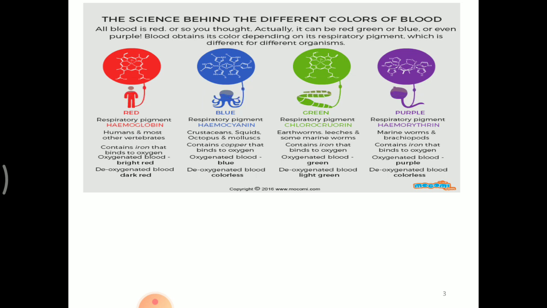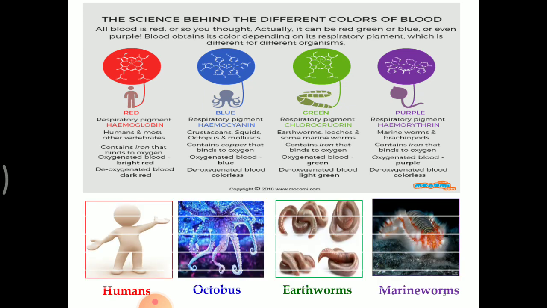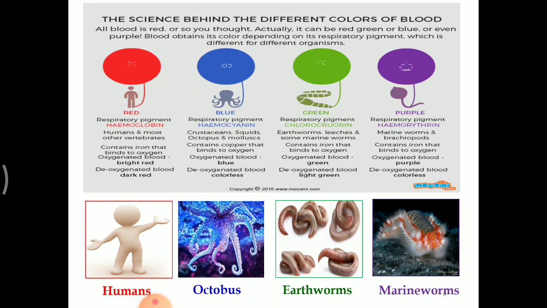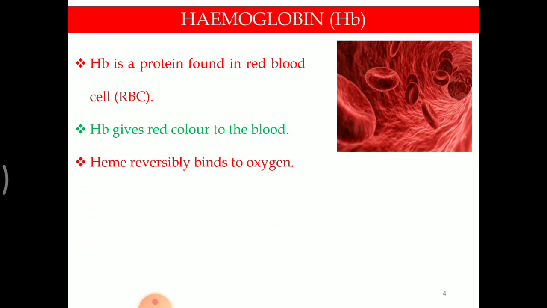In the case of squids and octopus, the respiratory pigment is hemocyanin and the color of the blood is blue. For earthworms and leeches, the color of the blood is green due to the presence of a respiratory pigment called chlorocruorin. In the case of marine worms and brachiopods, the respiratory pigment is hemerythrin and the color of the blood is purple.